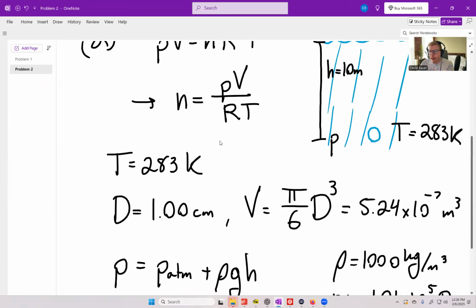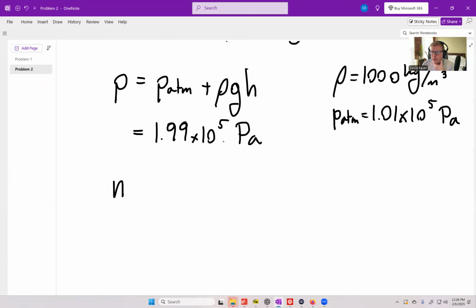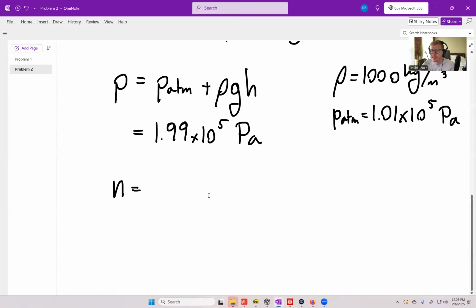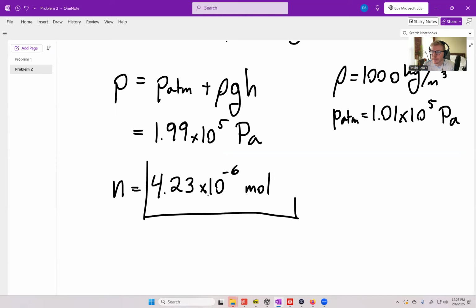And now I have everything. I can just plug in to the ideal gas law. So again, it's P times V over R times T. So I get this number, 4.23 times 10 to the minus 6 moles. Okay, that's my answer for that part.